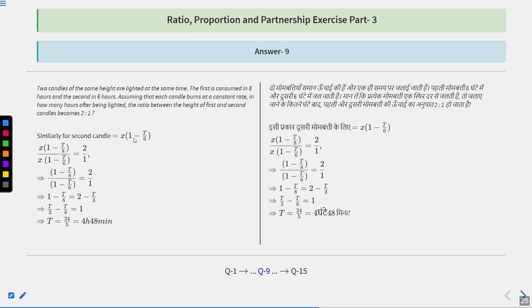Now in the question it is given that the ratio of these two candles after t hours is 2:1. So x in the bracket 1 minus t upon 8 upon x in bracket 1 minus t upon 6 equals 2:1. When we solve it, x will be cancelled out, and we get t equals 24 by 5, which is 4 hours 48 minutes. So after 4 hours and 48 minutes, the ratio of the heights of the candles will be 2:1.